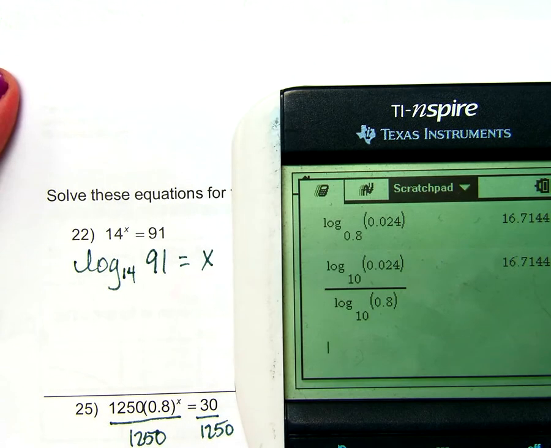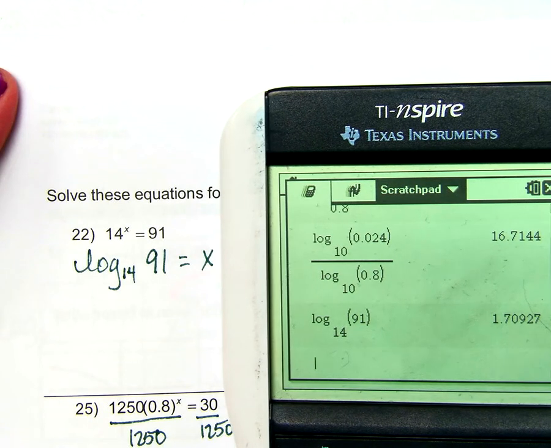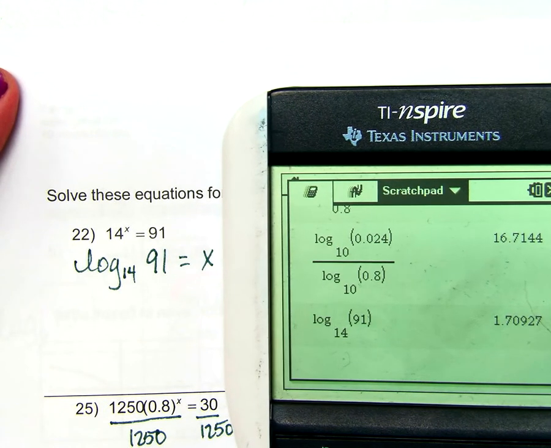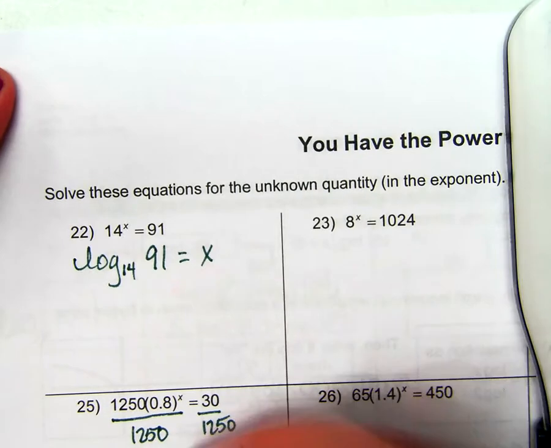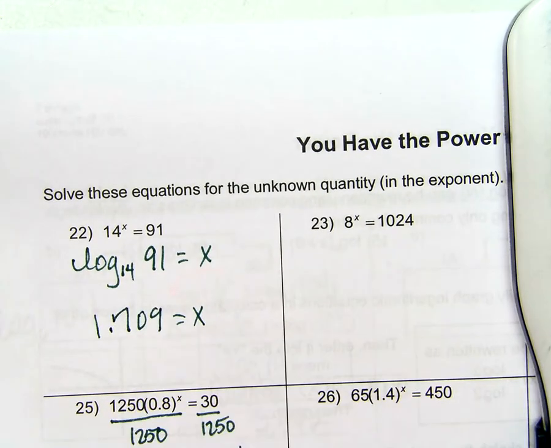And all that means is I have to say log base 14 of 91 equals, and then write down that number. So I ask for the thousandth, right? Tenths, hundredths, thousandths. So 1.709. That make sense?